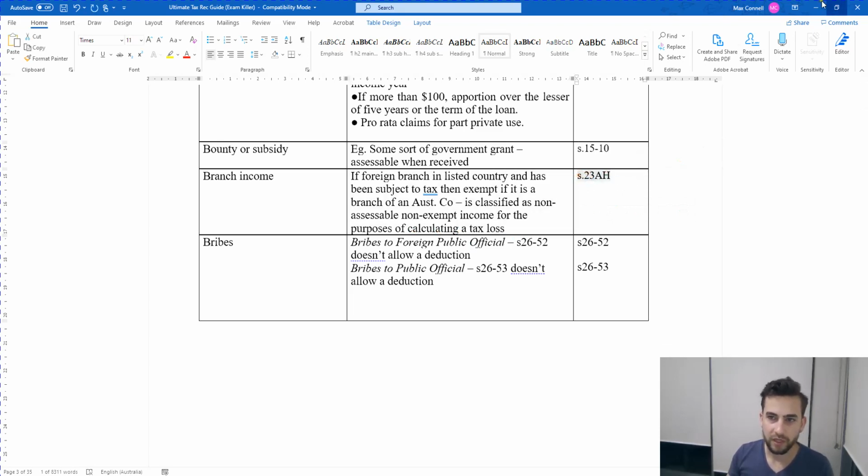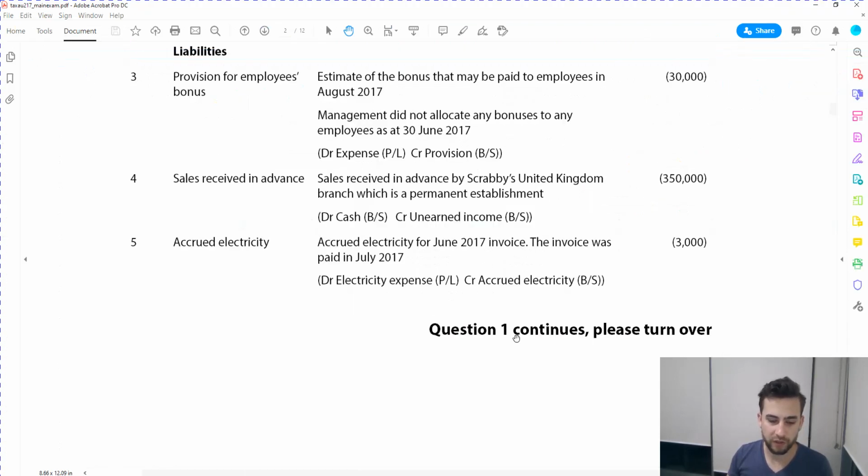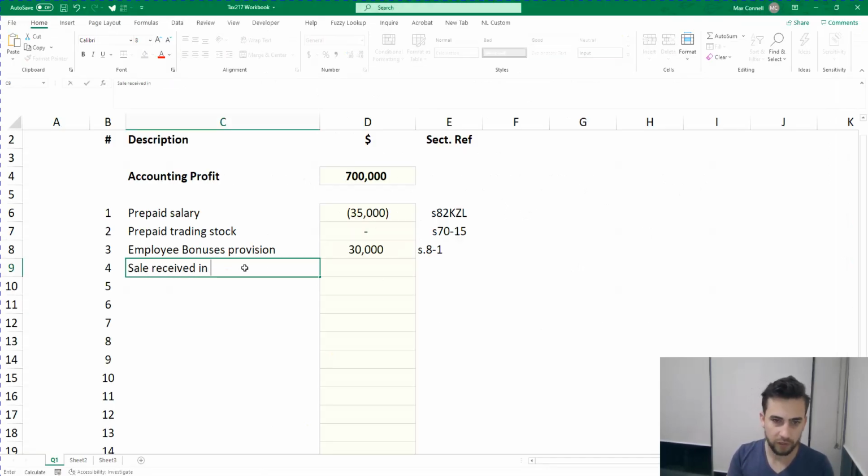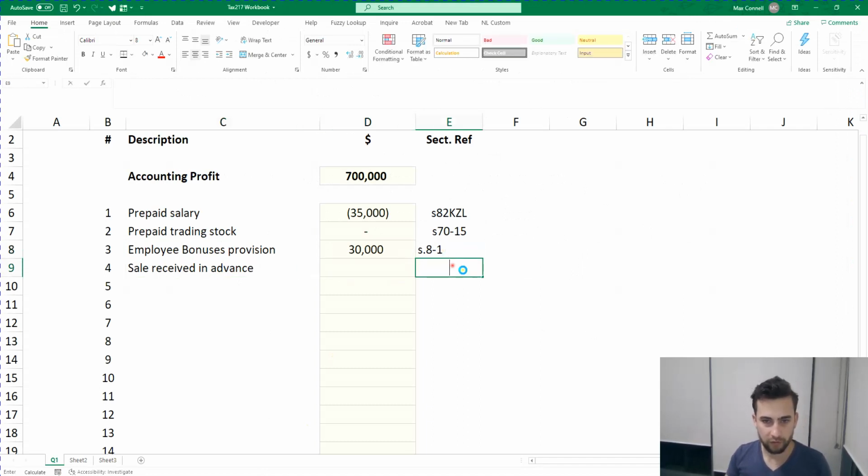What that means is, what a branch is, it's basically when an entity, like an Australian company, like let's say Google Pty Limited in Australia, operates in another country, like Singapore, but it doesn't actually set up a new company in Singapore. It just operates out of its Australian entity. That's a branch or a permanent establishment. So in this case, non-assessable income, but they haven't put it in the P&L, so basically no adjustment needed. So this one's going to be sales received in advance, and the section reference is going to be section 23AH, and it's going to be nil.